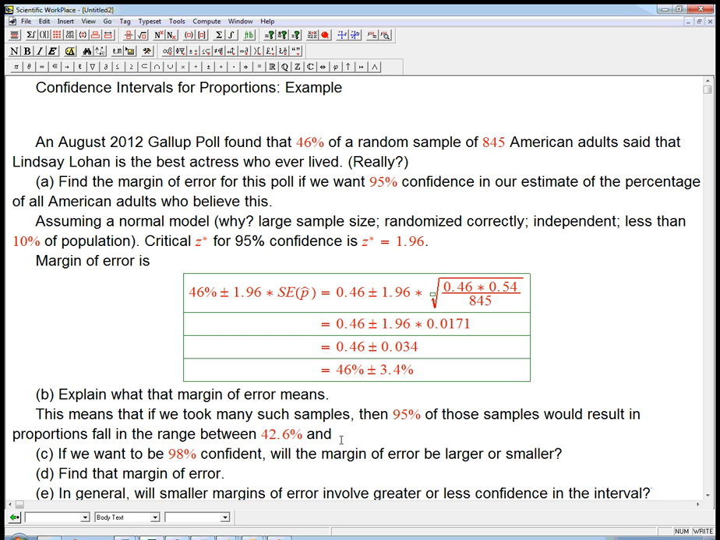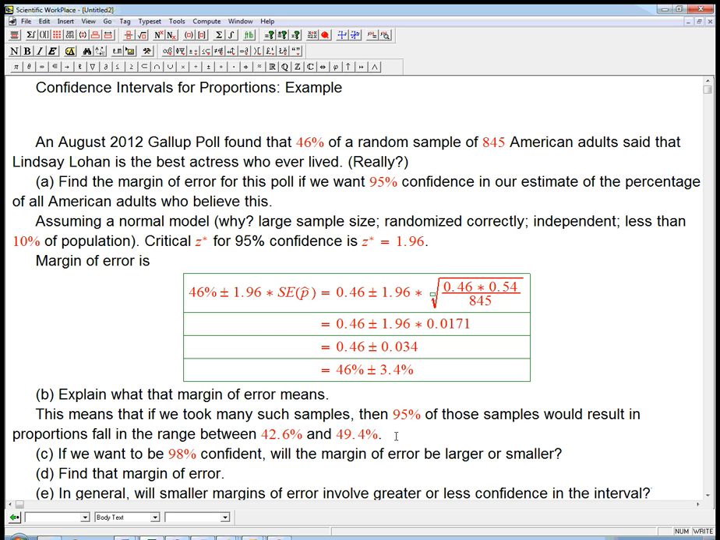Those proportions would fall in the range between 42.6% and 49.4%. Okay? That's what it really means. And that's an interesting thing. That's a fairly complicated, weird thing, but it's the best we can really do from this perspective. It says that if you did those samples over and over again, the vast majority would be between 42.6 and 49.4%.